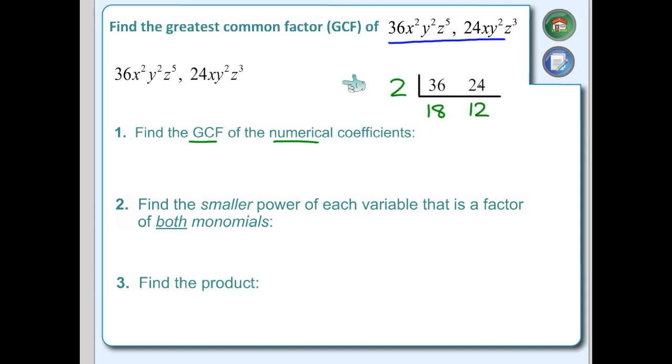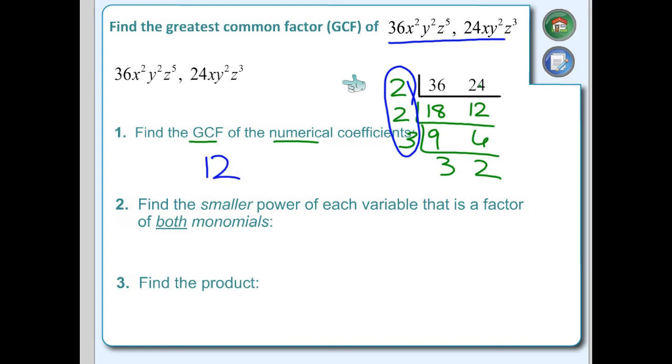Okay, will 2 go in there again? Yeah, remember I keep using that same prime number till it doesn't work. So 2 goes into 18 9 times. 2 goes into 12 6. Now 2 won't go into 9 and 6, but 3 will. That's my next prime number. So we've got 3 and 2. So remember, to find the GCF, I multiply the guys on the outside together. 2 times 2 times 3 is 12. So if I look at the number part, the GCF is 12.